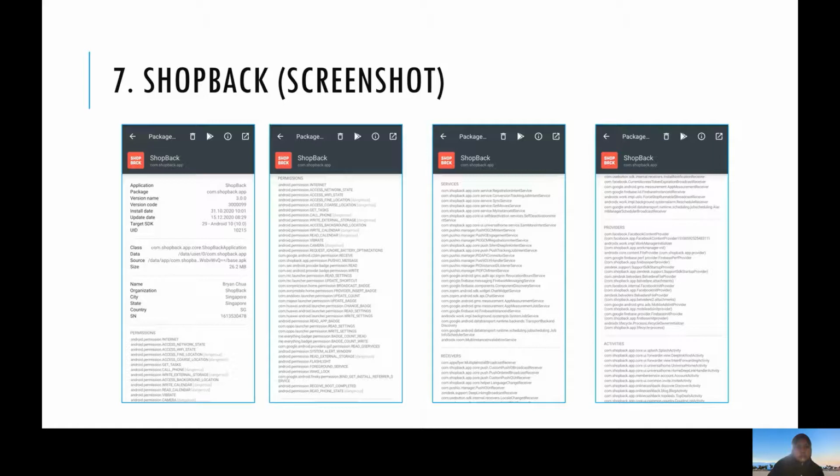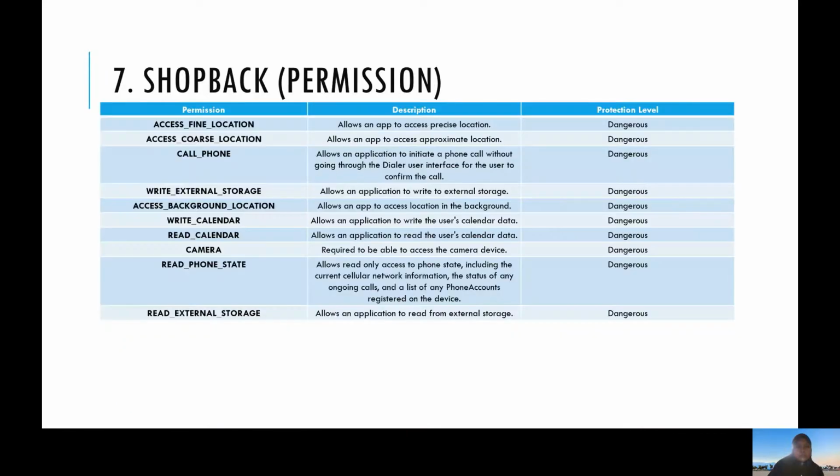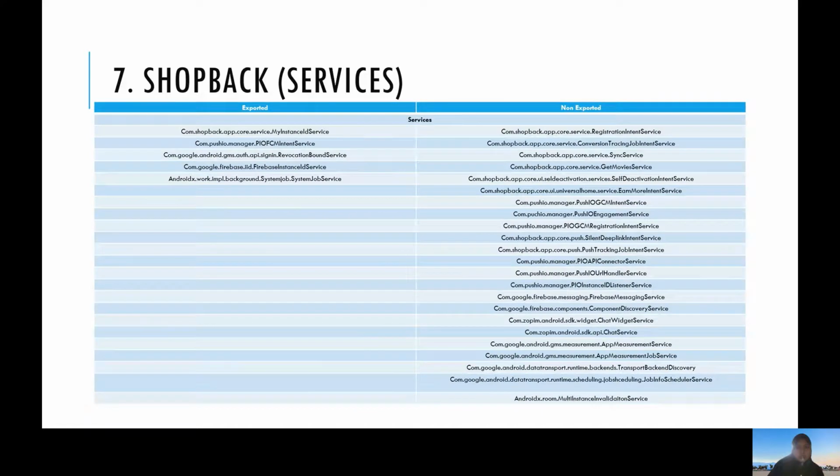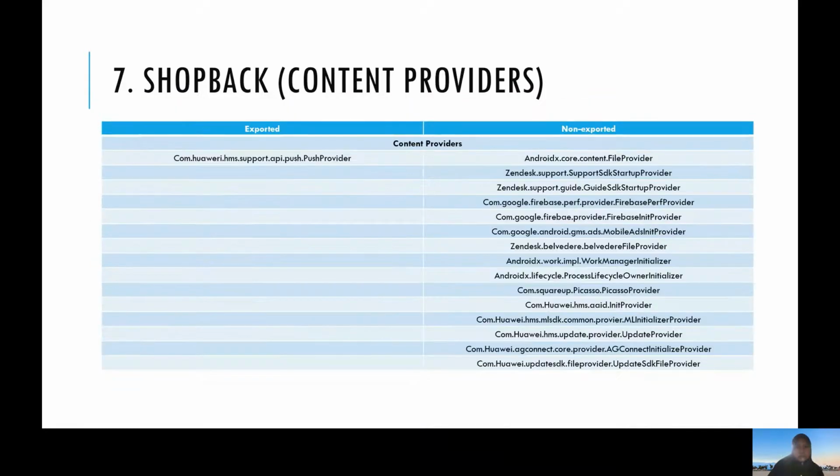Seven is ShopBack. These are the screenshots for the package viewer for ShopBack. The package name is com.shopback.app. And one of the dangerous permissions is ACCESS_BACKGROUND_LOCATION, allows an app to access location in the background. One permission is ACCESS_NETWORK_STATE, allows application to access information about networks. These are the services for exported and non-exported.